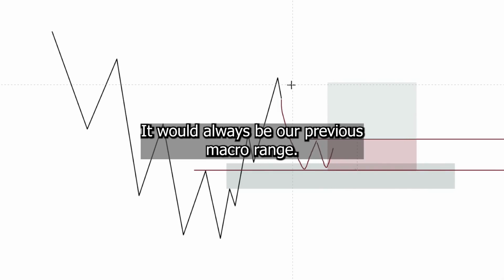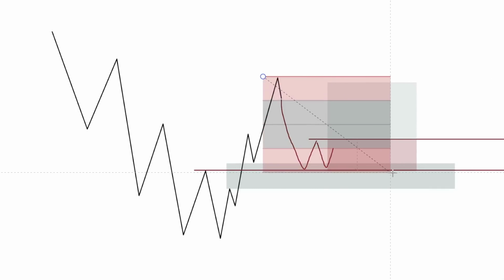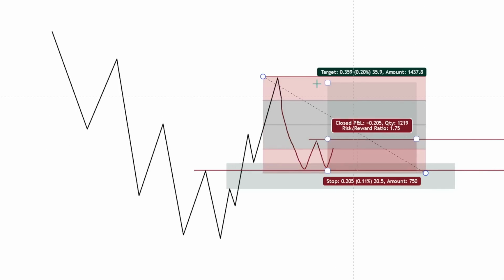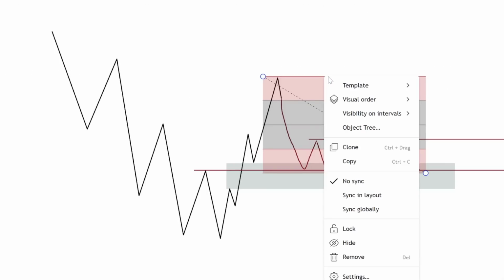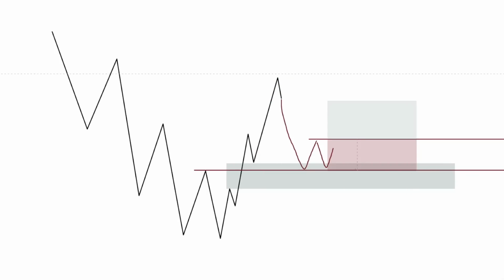And our take profit would always be our previous macro range. You would want to exit at the extreme, so right before the extreme. So this would be your entry. Once price approaches this level and crosses over this level, you get in a buy position right here and you exit right at the extreme.